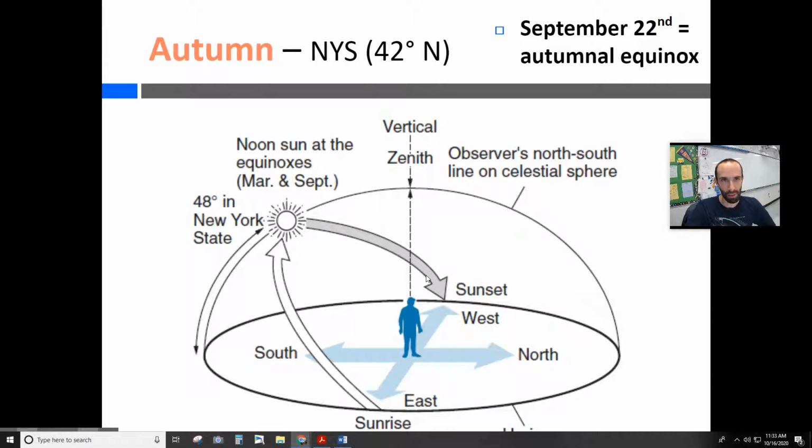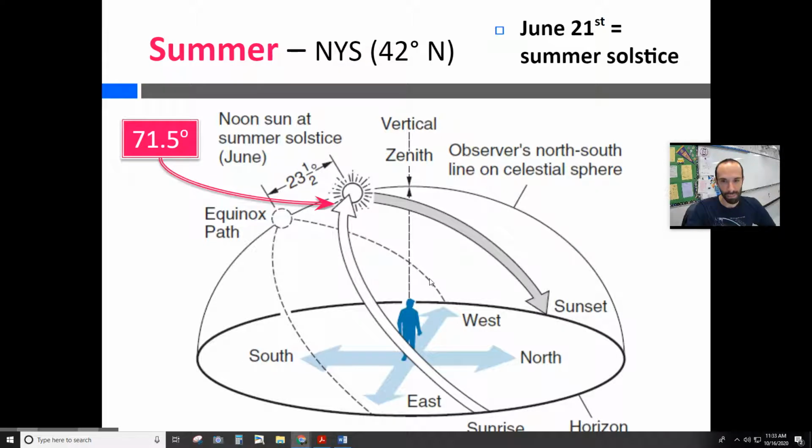So let's go to summer, and what does it look like in summer? So notice sunrise is over here, and it's to the northeast, and then it takes this really long path up to an angle of 71.5 or so in New York State, and then it sets in the northwest. Okay, a really long path means really long day. Approximately 15 hours of daylight on this day. Okay, the first day of summer, solstice, June 21st.